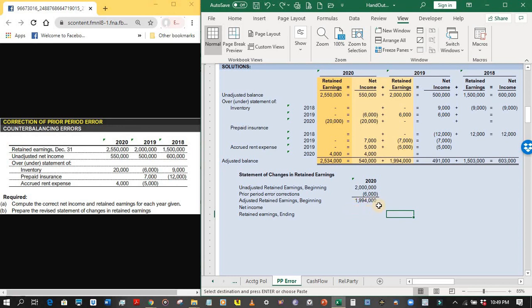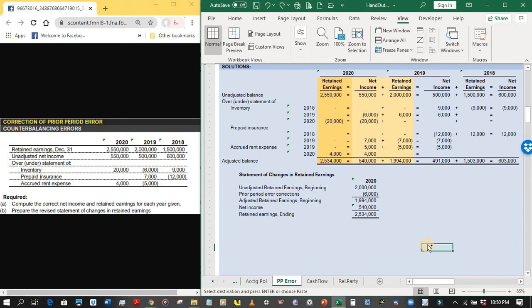Then let us add now the net income. So what is the net income to be added to the 1,994,000 pesos? Based on this table, the net income that is added to the 1,994,000 pesos is the adjusted 2020 net income of 540,000 pesos. Then 1,994 plus 540 is the adjusted retained earnings in 2020 for 2,534,000 pesos.